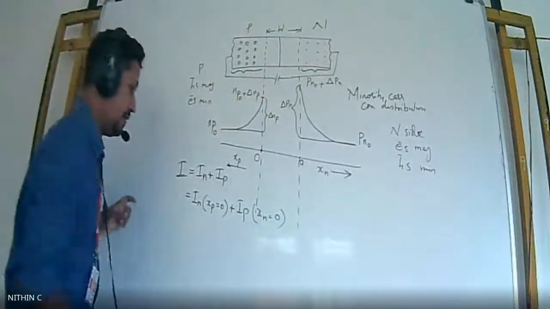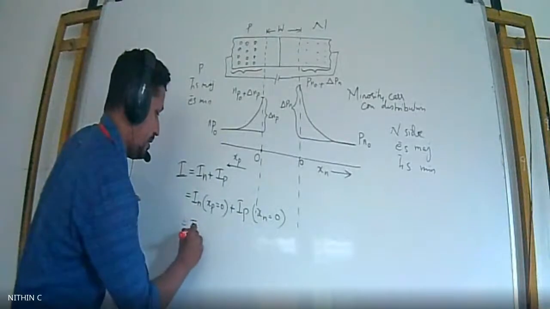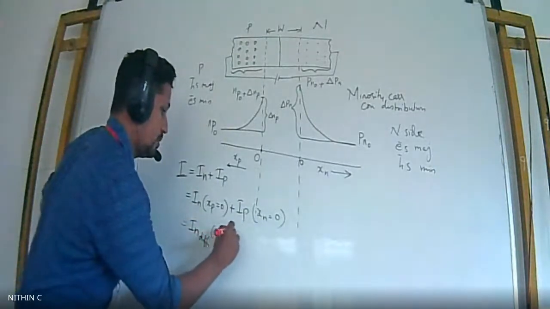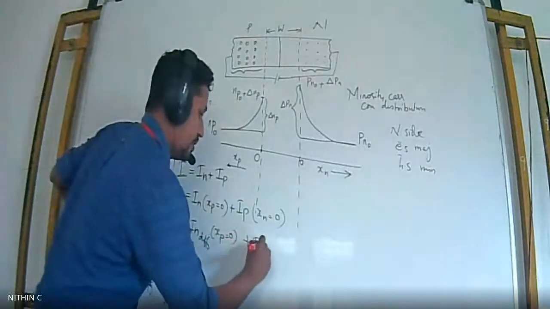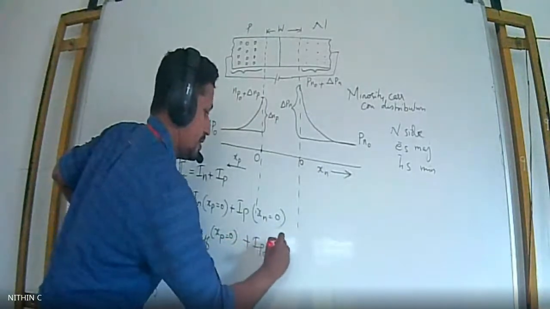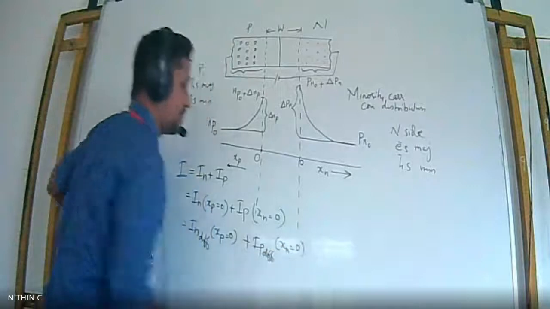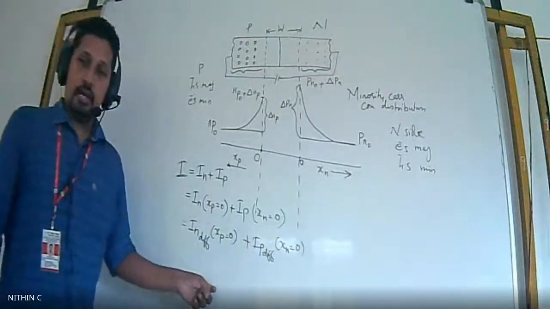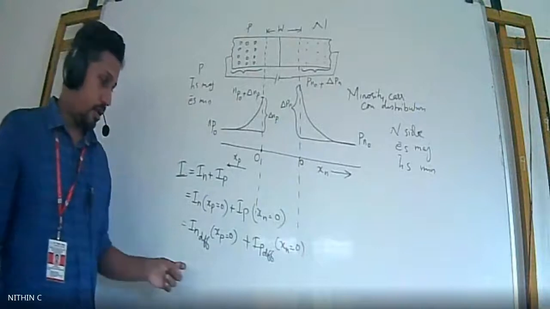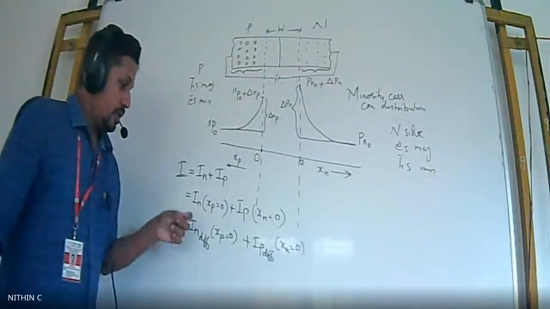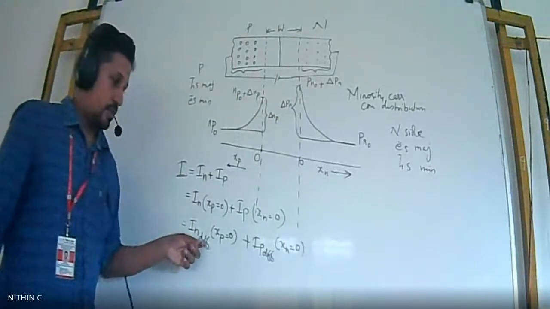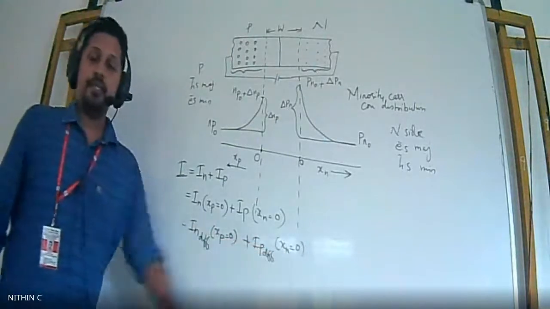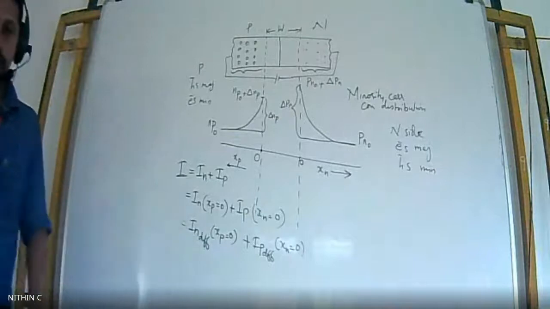So we can say it as IN diffusion at XP equals 0 plus IP diffusion at Xn equals 0. This is what we need to calculate in order to get the ideal diode equation. In the equation we need to sum the diffusion current due to electrons at Xp equals 0 and diffusion current due to holes at Xn equals 0. This is what we need to do.